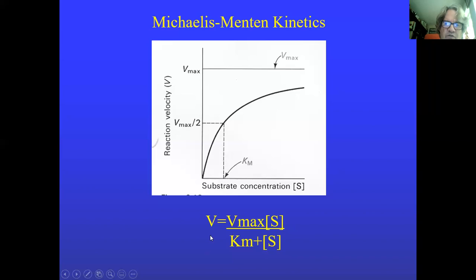This is a very hard equation to work with, and this was all, of course, done in the 40s and 50s before computers were common. So this is hard to manipulate. But it does relate velocity to Vmax and Km with increasing substrate concentration. So this is called Michaelis-Menten kinetics, and this is what the curve looks like if you do this kind of measurement in an enzymatic reaction.